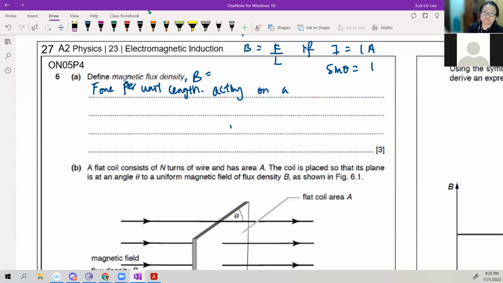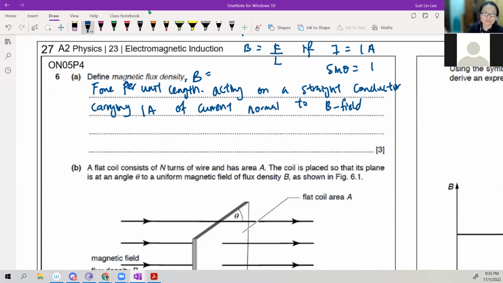On a, think about the setup. I use BIL, right? So straight conductor. Remember the condition. What's the conductor doing? Carrying 1 ampere of current and then 90 degrees normal to the magnetic field.